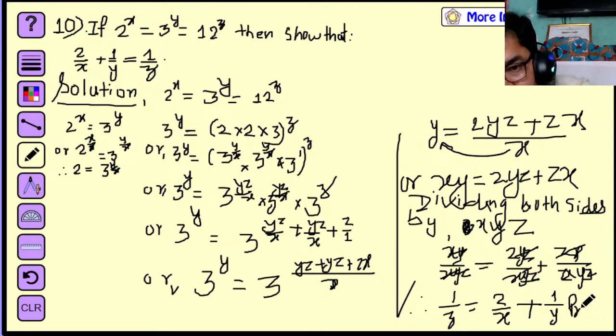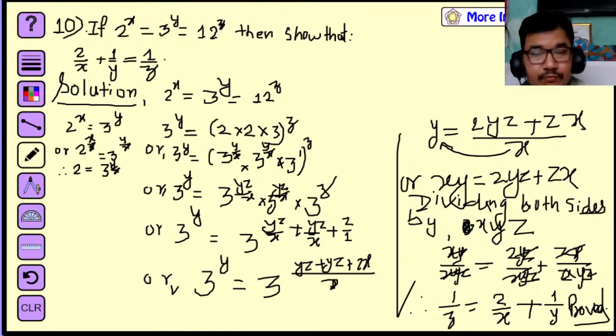our question is proved. Like this we have to prove this question, okay children, like this we have to solve it. Dividing both sides of this equation by xyz, then it will come 1 by z equals to 2 by x plus 1 by y. This was the question to prove here, okay.